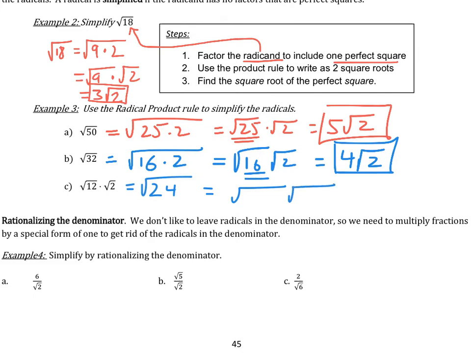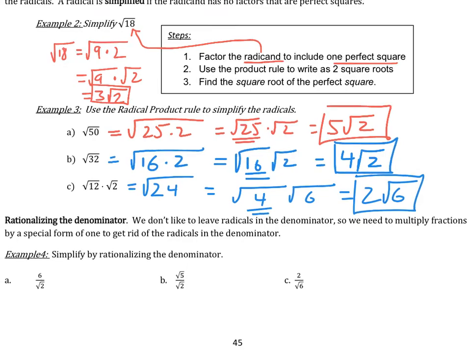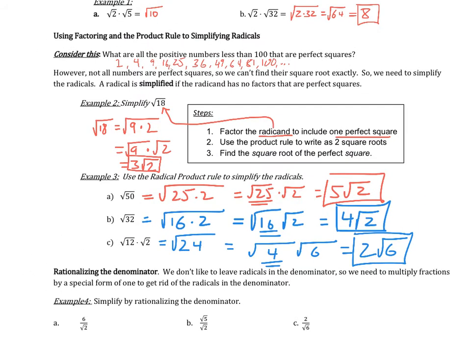What perfect square goes into 24? Well, I think 4 does, right? 4 is a perfect square. It's in our list. That's 4 times 6. We know the square root of 4. That's 2. And the square root of 6 we don't know, so we leave it alone. And that's how we simplify radicals.